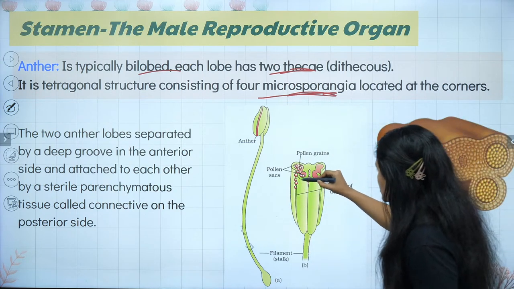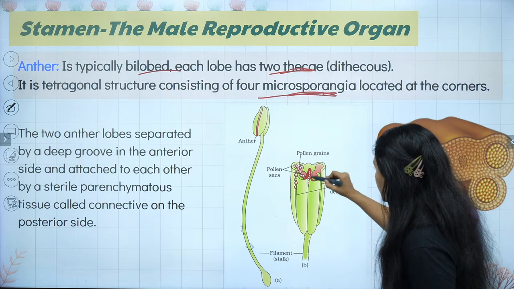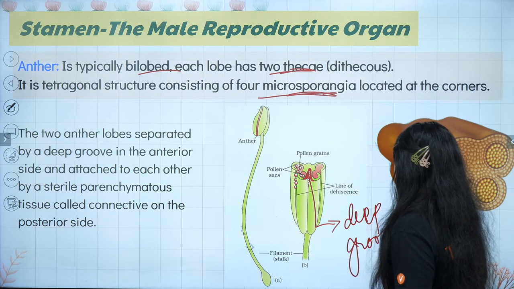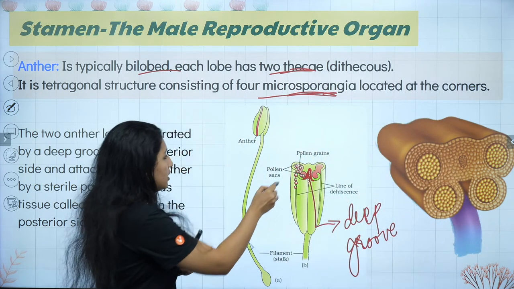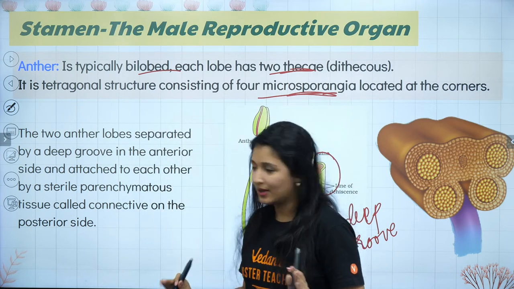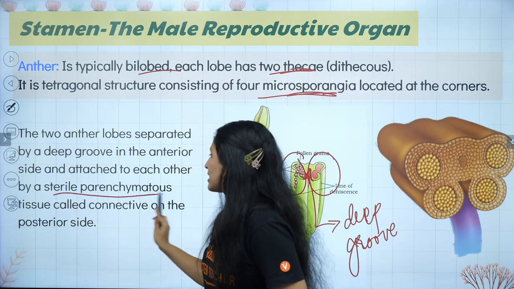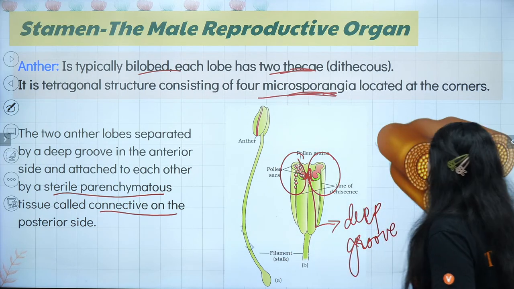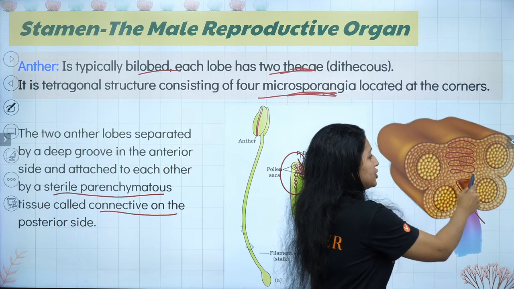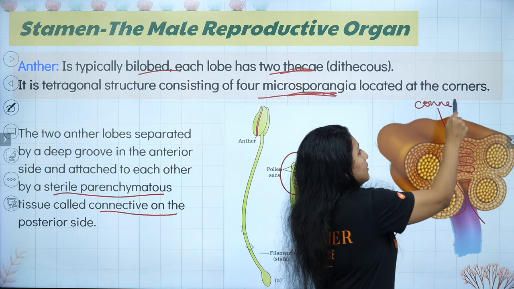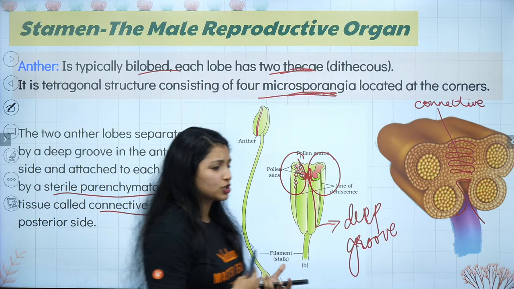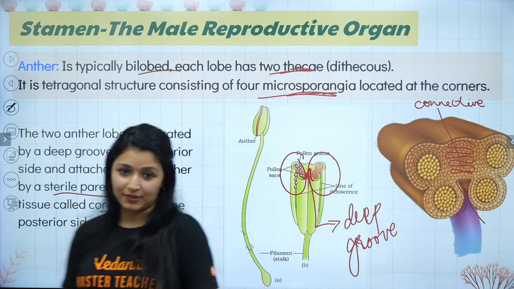Where is the deep groove now? You see this structure? Here there is a deep groove. That is where it is separating both the theca. This is one lobe, this is another lobe, and between them there is a deep groove which is separating them. Now, they are attached to either side by a sterile parenchymatous tissue called the connective on the posterior side. This tissue here is your connective. This connective tissue has vascular tissues in it. Why vascular tissues? Because they also need food and water, no? So, we have vascular connections to them.